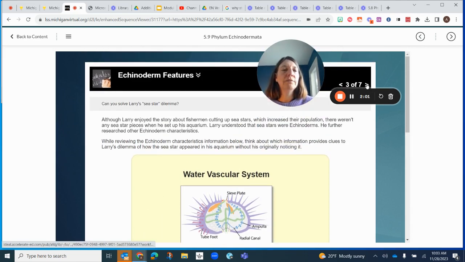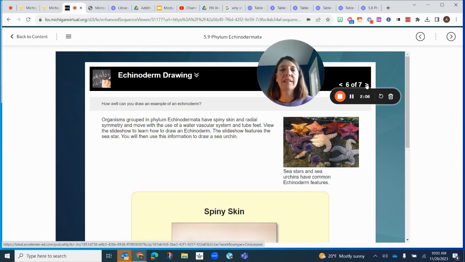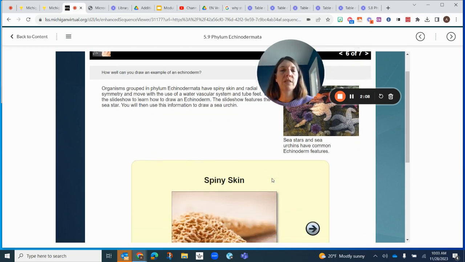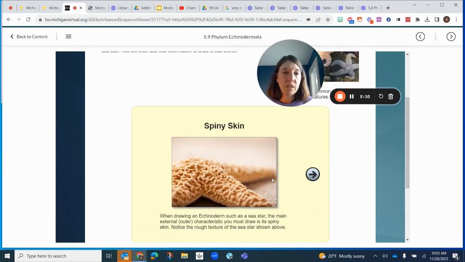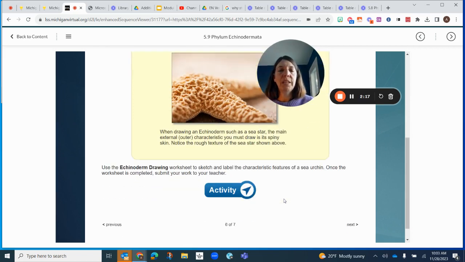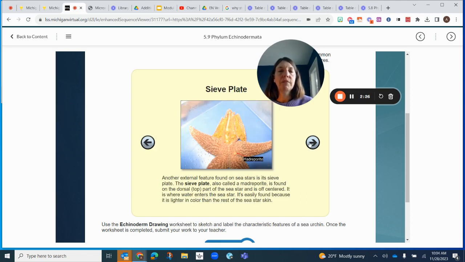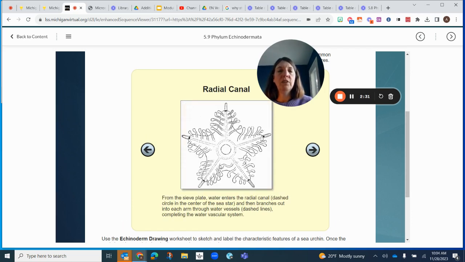Scrolling along to the end of this, you are going to learn about the different classes of echinoderms and so forth, learning about starfish and sea urchins and sea cucumbers and those different characteristics. But the actual worksheet is going to be drawing an echinoderm or a sea urchin, the spiny skin, the sieve plate, the radial canal, okay, that we talked about.